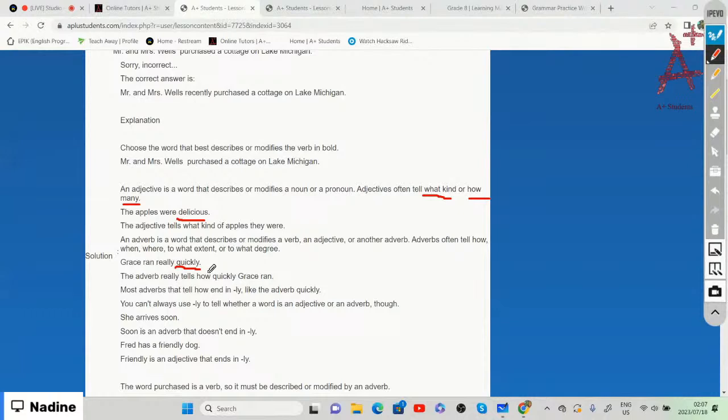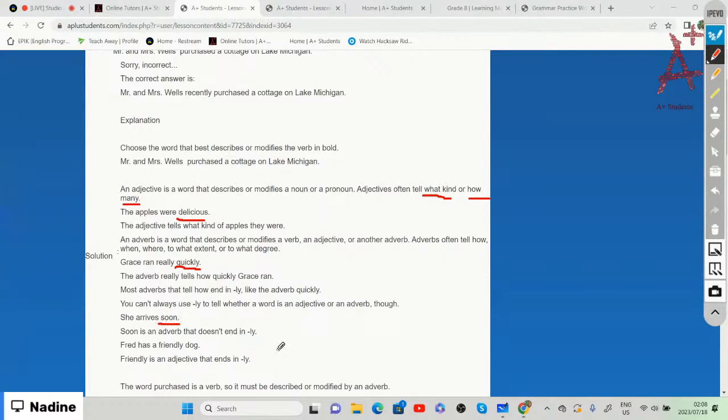However, you can't always use ly to tell whether a word is an adjective or an adverb, right? Because adverbs differ, right? Because it doesn't mean that if the word ends in ly, it is an adverb, because you can also find an adjective that ends in ly, and then you'll find an adverb that does not end in ly. For example, she arrives soon, right? So soon tells us when she will arrive, right? So soon tells us when, right?